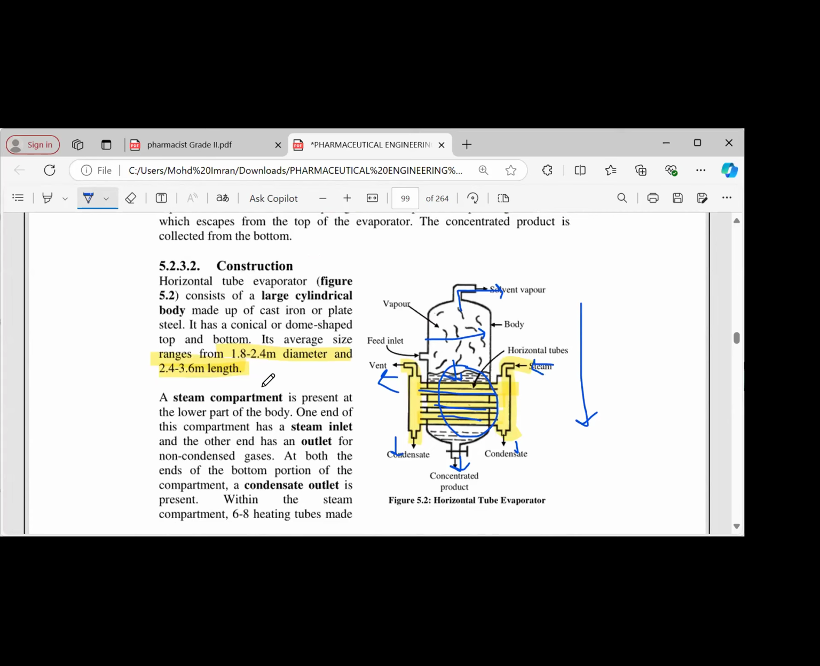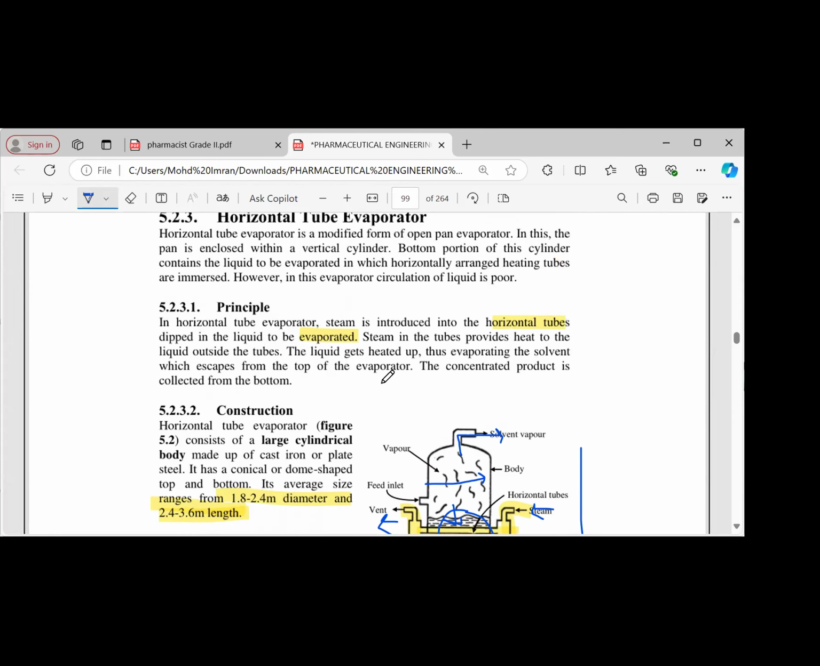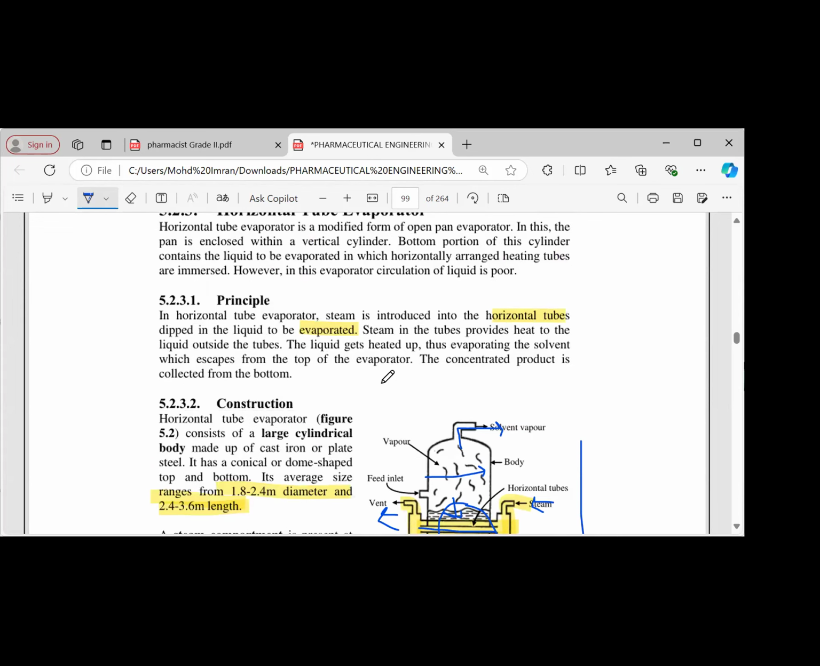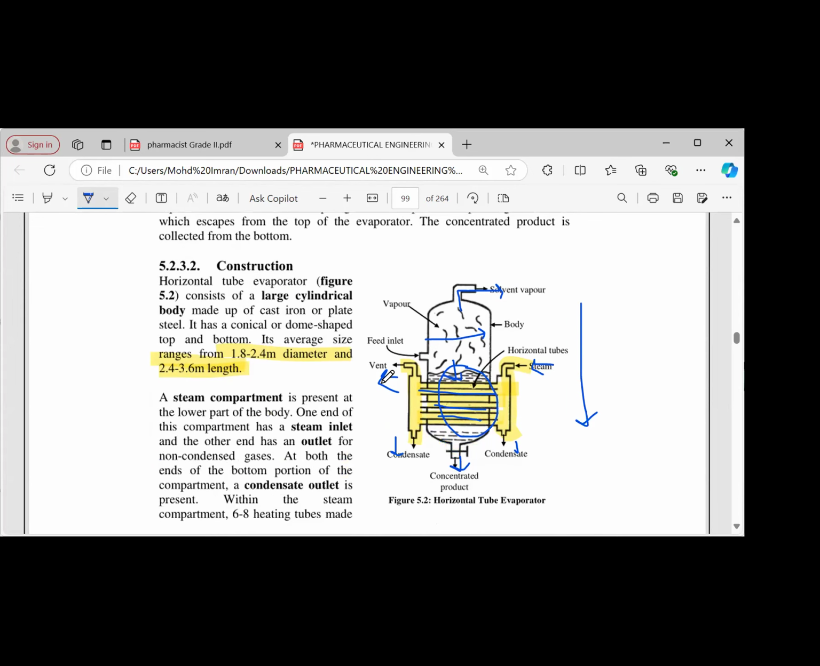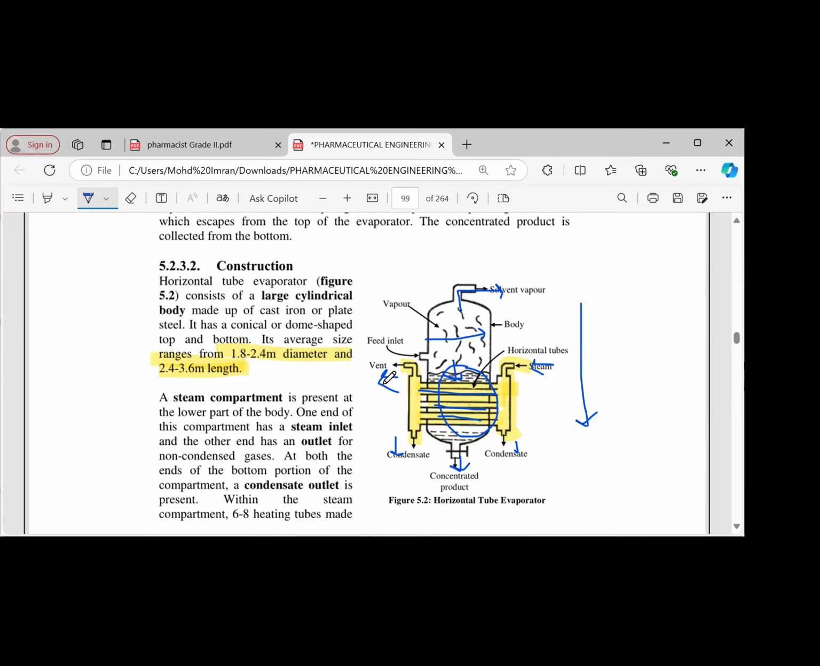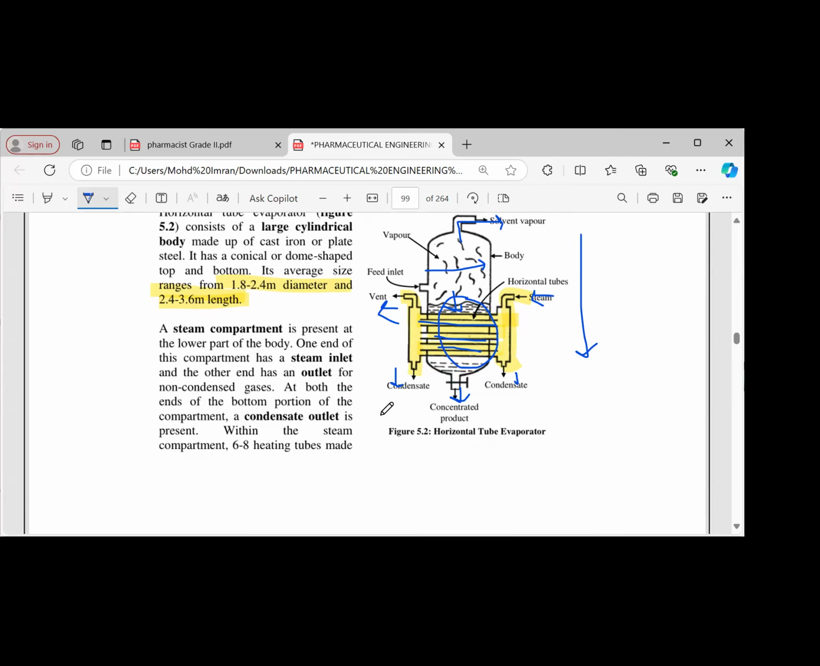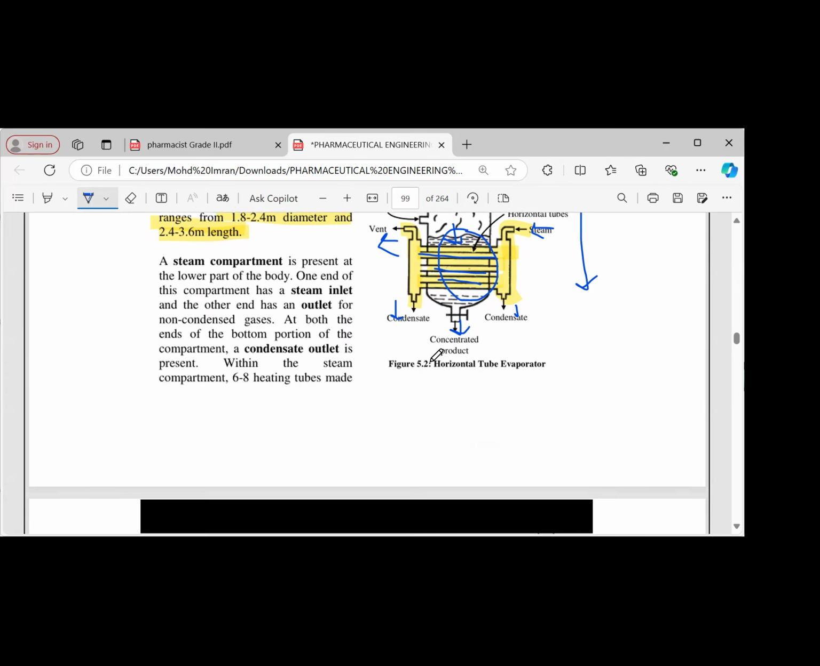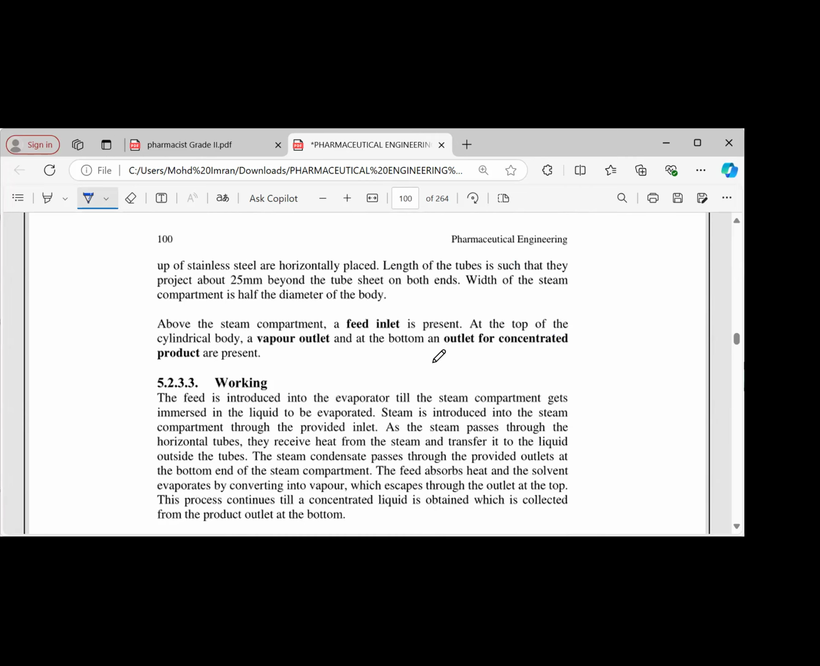So points to be remembered here: dimensions. Next, how tubes are arranged, how heat is transferred, from where the product is collected, from where the steam is being sent, and from where the vapors are being expelled out. So these things should be focused on in the horizontal tube evaporator. Clear? See, you don't need to write a description in the exam, so we are not going into detail, we are just seeing the outline of the equipment. Okay? Yes, sir. Clear with the horizontal tube evaporator? Yes, sir. Thank you.